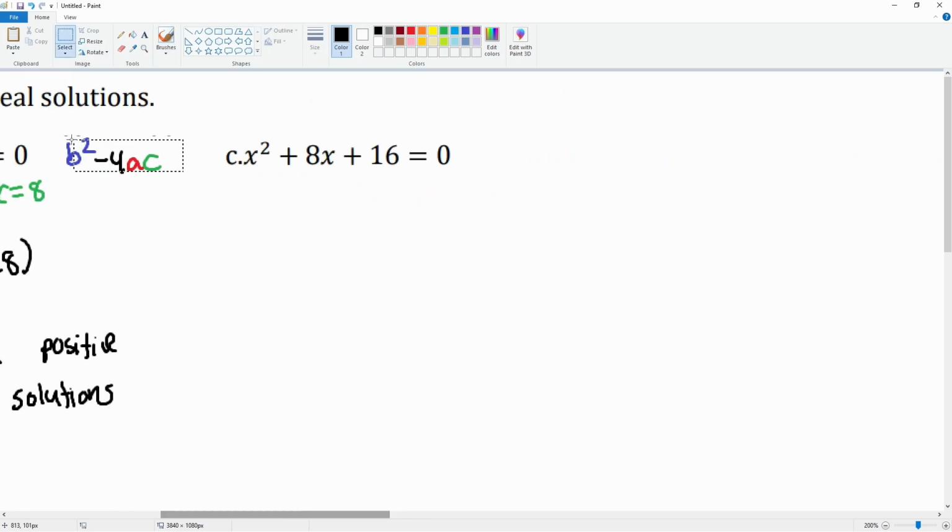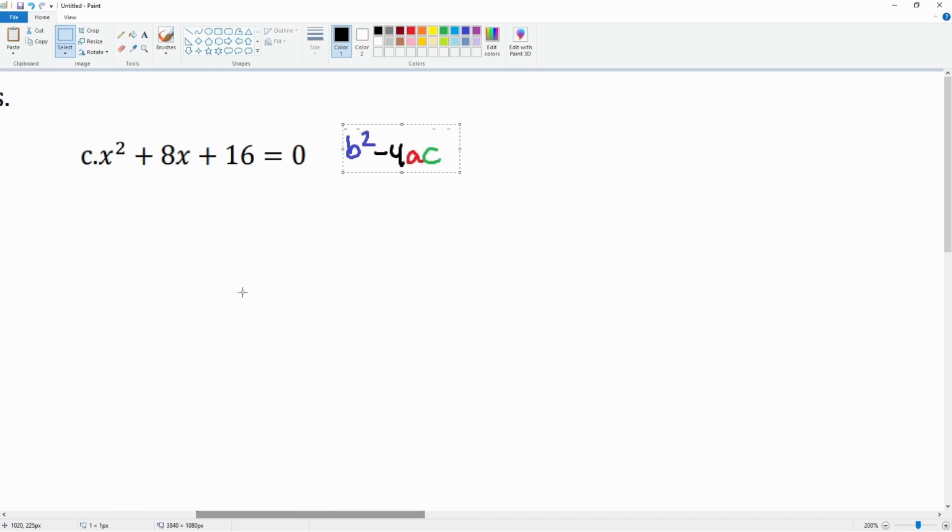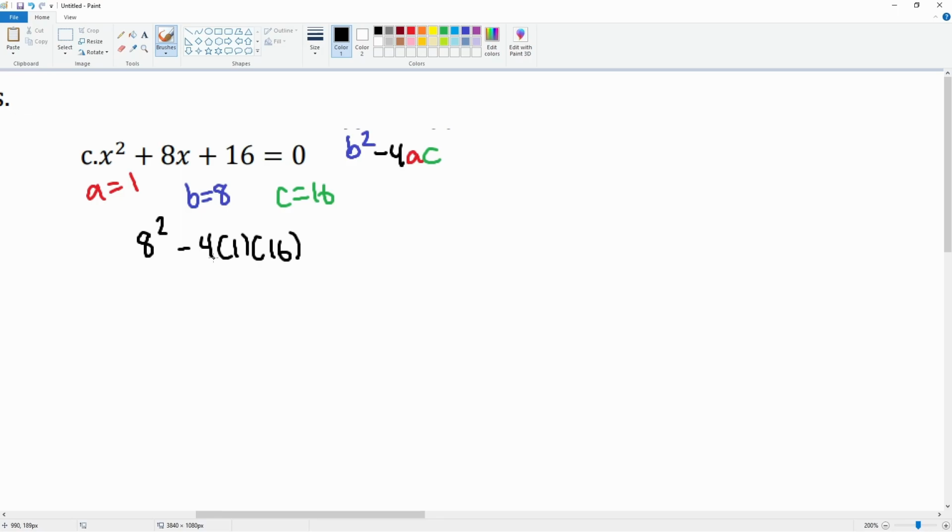The formula for the discriminant is b squared minus 4ac. Let's bring that over. Let's label our values. A equals 1, B equals 8, and C is equal to 16. Plug it in. We get 8 squared minus 4 times 1 times 16. Okay, plug that into a calculator. We get 0.